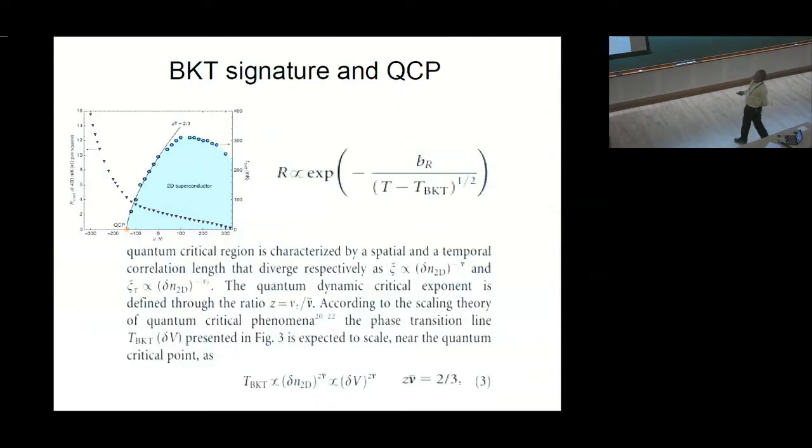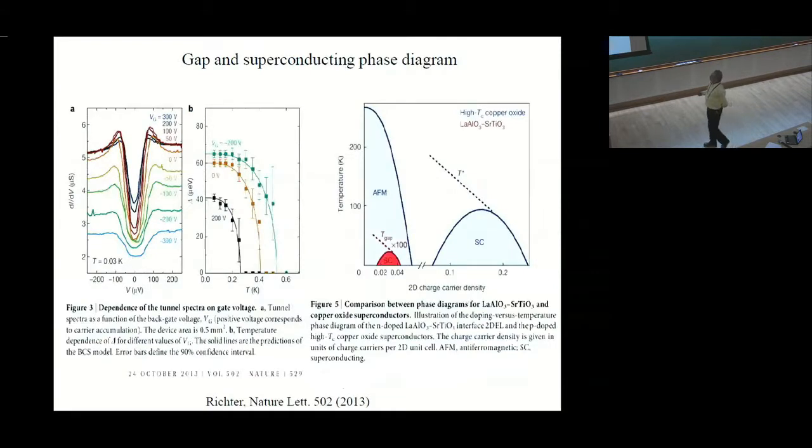So this is another example. This one, they fit to this kind of an exponent, which is where you again calculate this exponent and it turns out to be half. They find a very good match with this. So they have done several things, and almost all of them lead to a BKT kind of scenario. So this is the gap as a function of both gate voltage and temperature. This is the gap closing temperature, as you can see. It's about again 200 millikelvin to 500 millikelvin. Depends on the gate voltage very strongly.